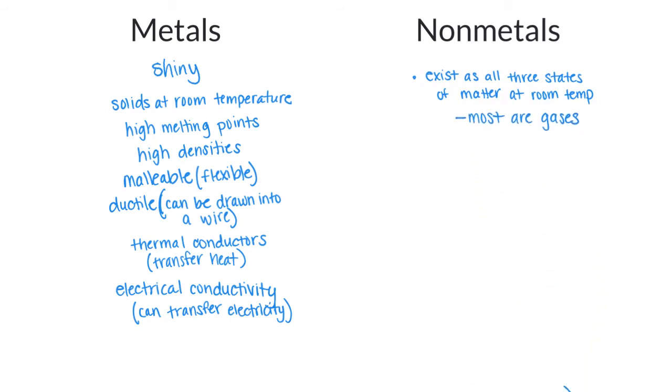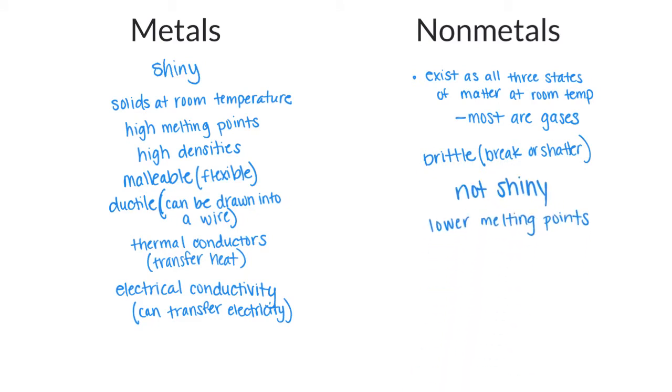Nonmetals exist as all three states. They're brittle, which means they can break or shatter. They are not shiny. They have lower melting points, and they do not conduct electricity. They are also not ductile.